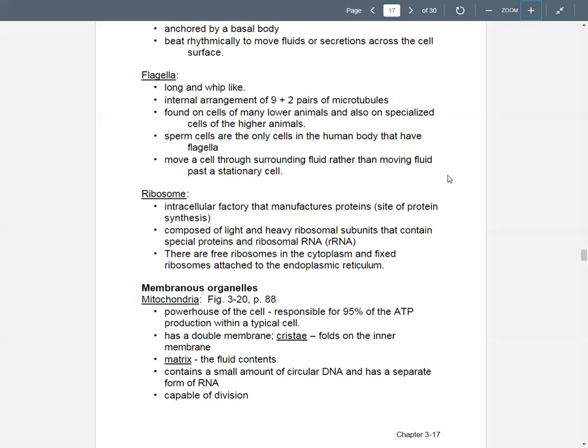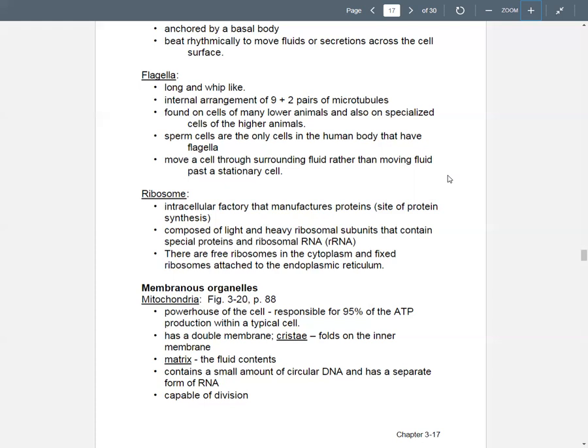So let's talk now about organelles that have membranes. First we're going to cover the mitochondria, known affectionately as the powerhouse of the cell, responsible for the overwhelming majority of the ATP that's made in a cell. Remember, ATP is our cellular energy source. It has a double membrane, so 2 layers, and it has folds on the inside, and those folds are called cristae. An individual fold would be a crista; plural, all the folds are cristae.